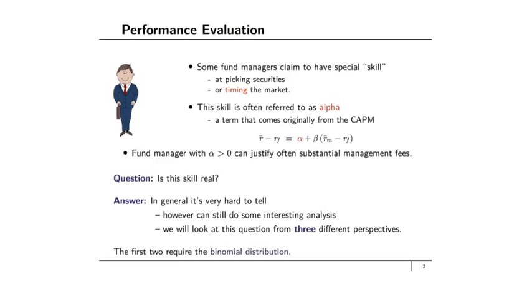This skill is often referred to generically as alpha, and the term comes from the capital asset pricing model. If you recall the CAPM that you've seen in a previous module, we know that the expected return on an asset is equal to the risk-free rate plus beta times the expected return in the market minus the risk-free rate. I've added in here this additional term, alpha. So this can be viewed in the context of the capital asset pricing model as the excess return, or the skill, if you like, that a manager can earn on an investment. I don't want you to think that alpha is necessarily associated with the CAPM. It's a generic term used to evaluate skill whereby a manager can earn excess risk-adjusted returns.